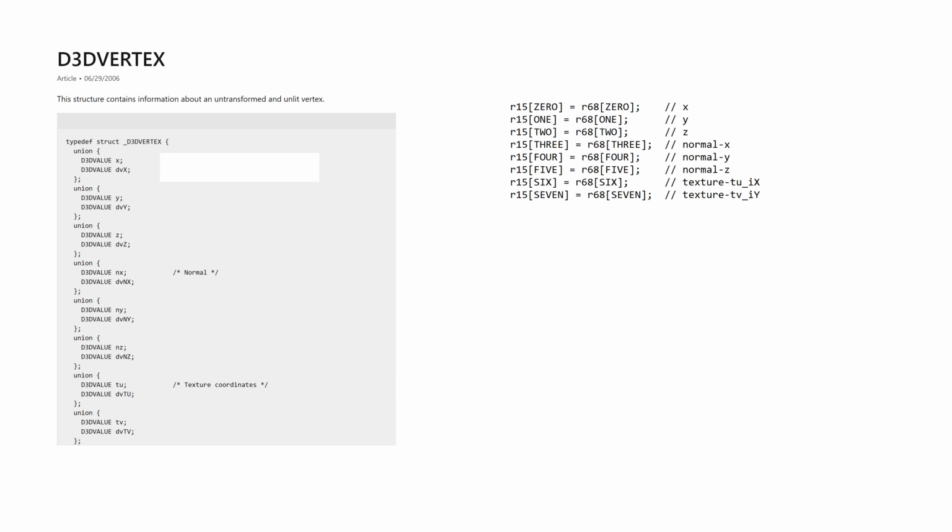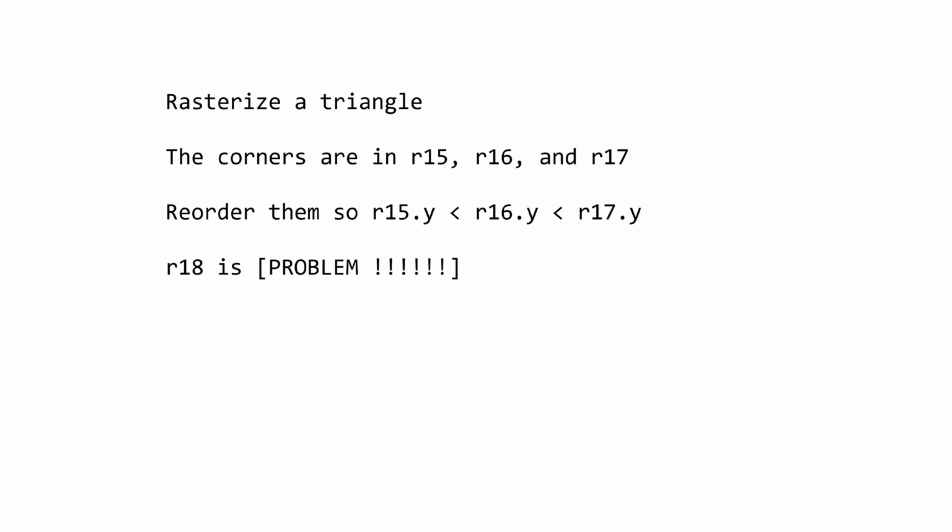Okay, filling one type of vertex definition did not cause a problem. However, attempting to rasterize it immediately ran into a problem. So we'll just say that this thing works.